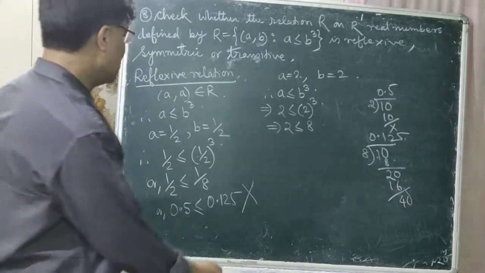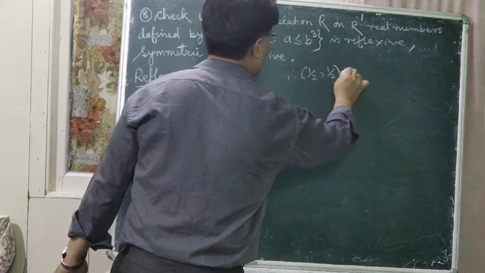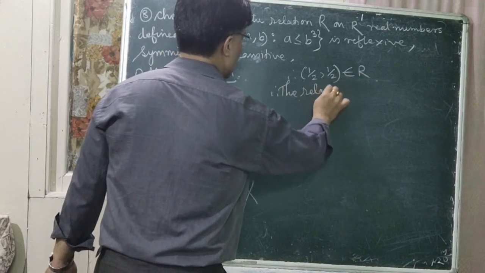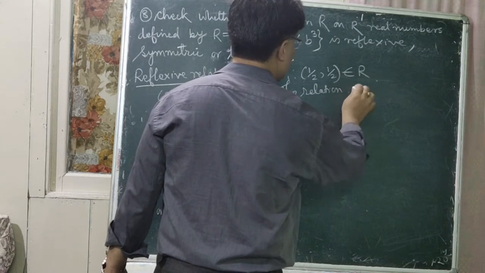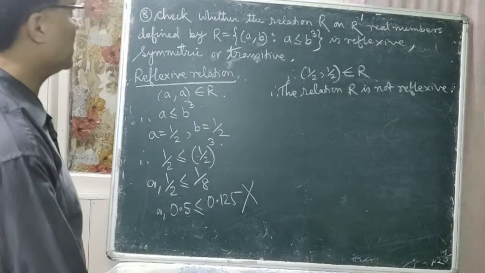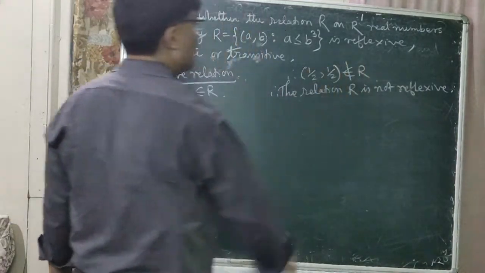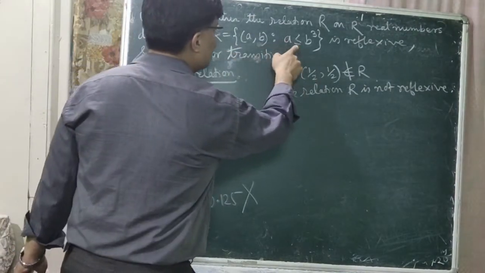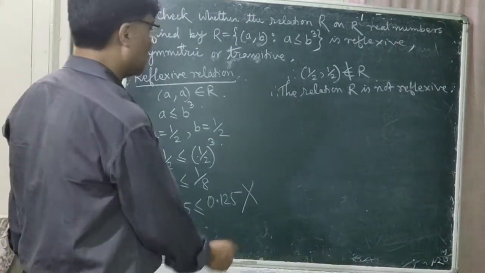Is that clear? So now in this case, what can we write here? We can write down that (half, half) does not belong to this relation a less than or equal to b cube. So therefore, the relation R is not reflexive. The relation R is not reflexive. So I think you have understood it. Okay. Next. (Half, half) does not belong to the relation R because it does not satisfy the relation a less than or equal to b cube. So that's why it is not a reflexive relation. Is that understood now? So next, now we do symmetric relation.